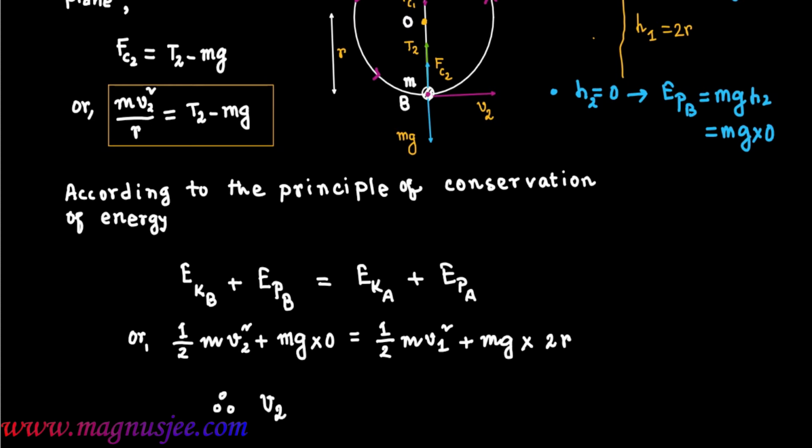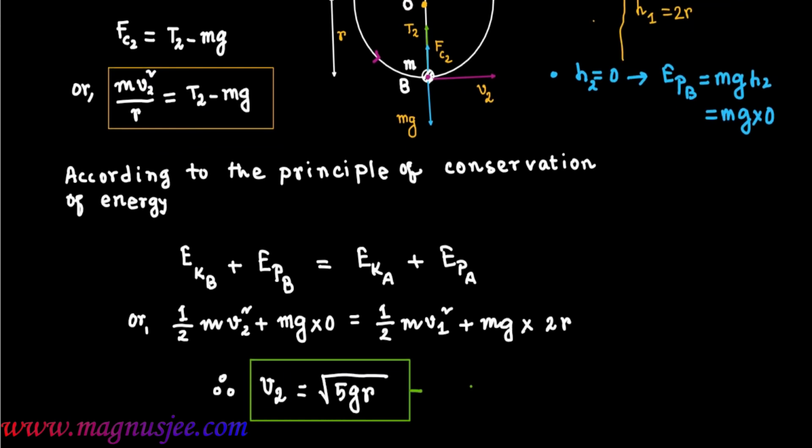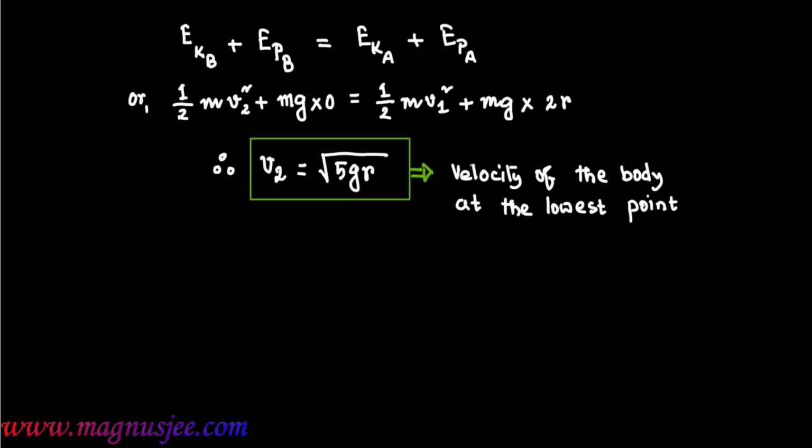From this we can prove that V2 equals root over 5gr. That is the velocity of the body at the lowest point B, the velocity of the body which is whirled in a vertical circular path at the lowest point B.